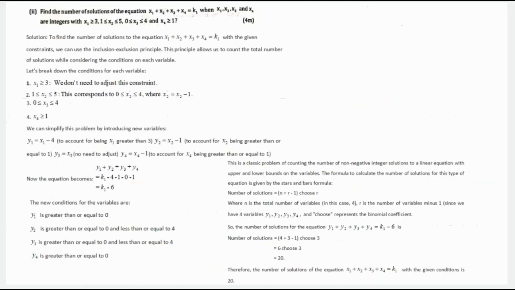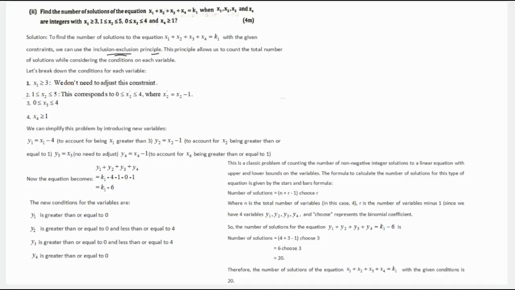Then moving on with the next question: find the number of solutions of x1 plus x2 plus x3 plus x4 equals k, where x1, x2, x3 and x4 are integers with x1 greater than or equal to 3, 1 less than or equal to x2 less than or equal to 5, 1 less than or equal to x3 less than or equal to 4, and x4 greater than or equal to 1. To find the number of solutions for an equation with such constraints, we can use the inclusion and exclusion principle.